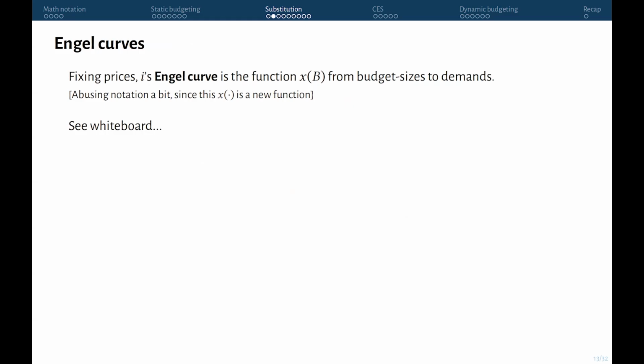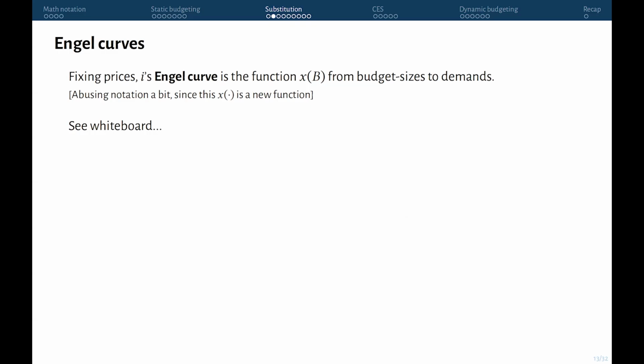Now, fixing prices, we can just drop them from the demand function. And we can say that someone's Engel curve, I keep using this I here, but it's not really doing anything. Point is, given that we've got a demand function, the corresponding Engel curve is the function from budget sizes to demands. Writing that as x of b is abusing notation a bit because this is a new function, right? We're not representing the prices, but hopefully that's clear enough.